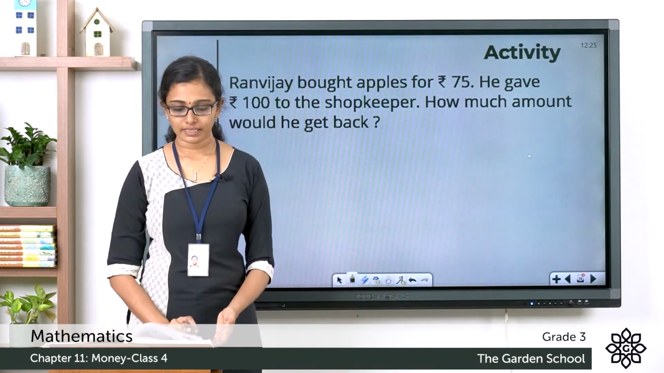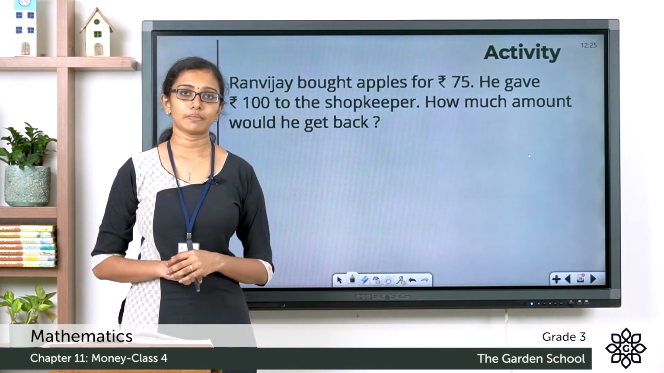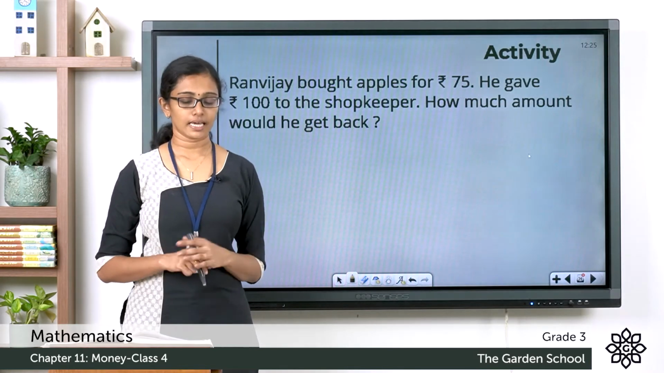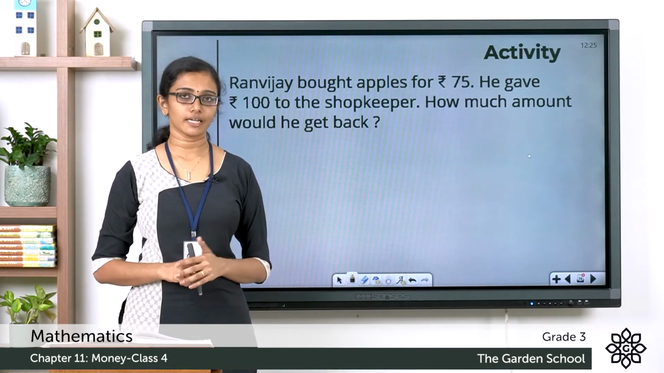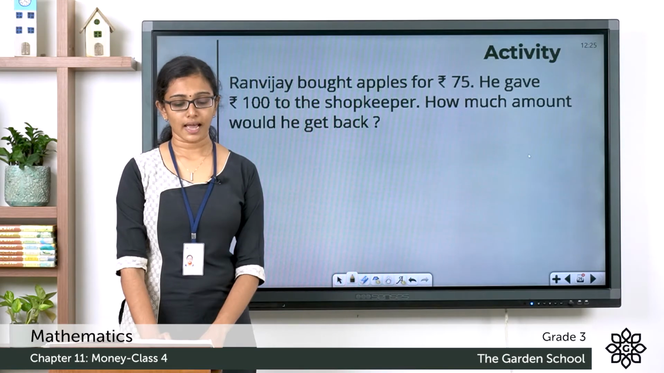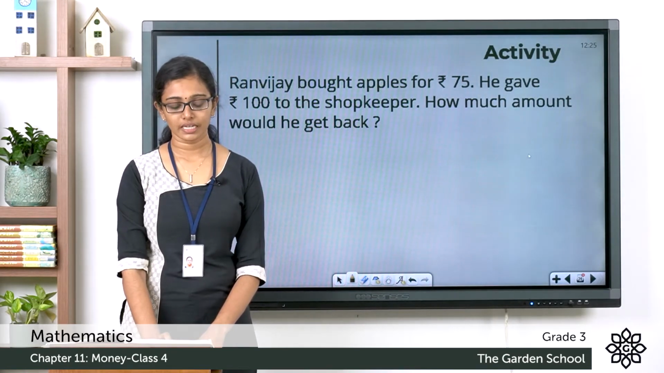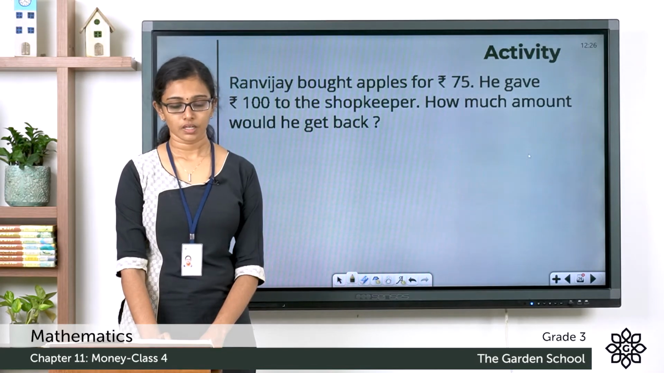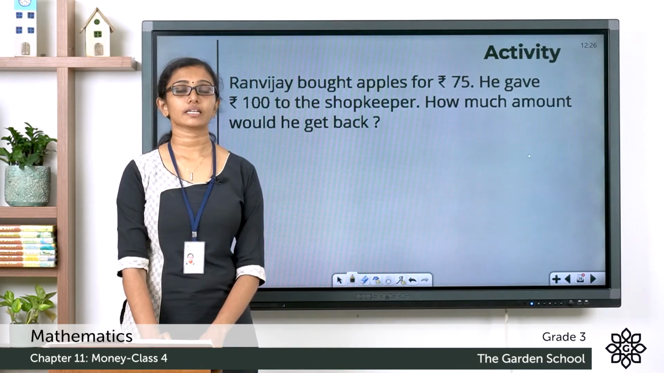This question is from exercise 11.3, question number 3. You may note down this question and the steps in your notebook. Let me read the question to you. Ran Vijay bought apples for rupees 75. He gave 100 rupees to the shopkeeper. How much amount would he get back?